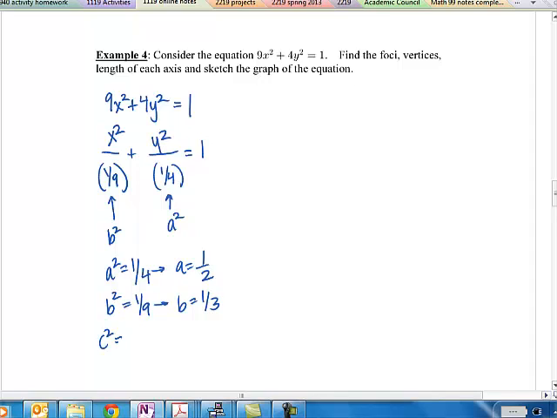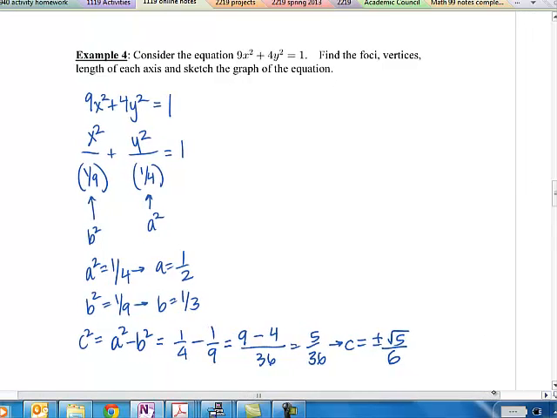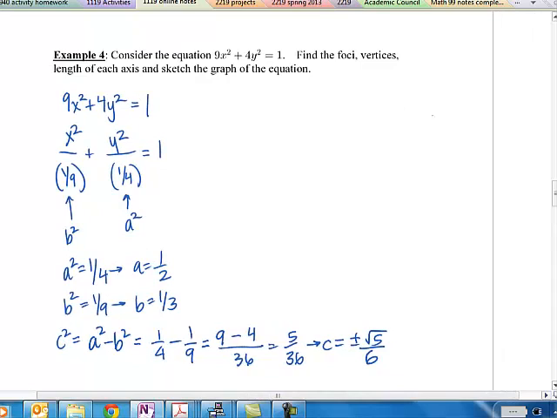And c squared would be a squared minus b squared, which is, in this case, 1/4 minus 1/9. Get a common denominator of 36, and we have 5 over 36, so c is going to be positive or negative square root of 5 over 6. And once we have all of those values, we can write down the key features and then sketch the graph.